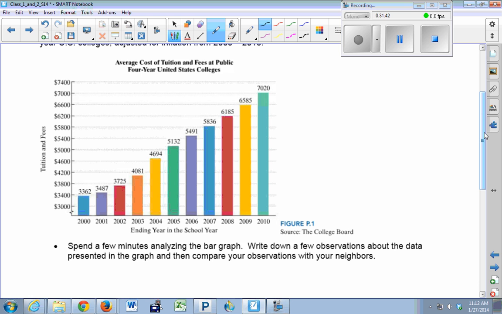But right now at your seats, I want you to spend a few minutes looking this bar graph over, writing down on your own a few observations, and then compare it with your table mates. When everybody at the table has had a chance to write a few things and talk, put your little black flag up on your table. Just throw it up there and I'll know when you're all done.